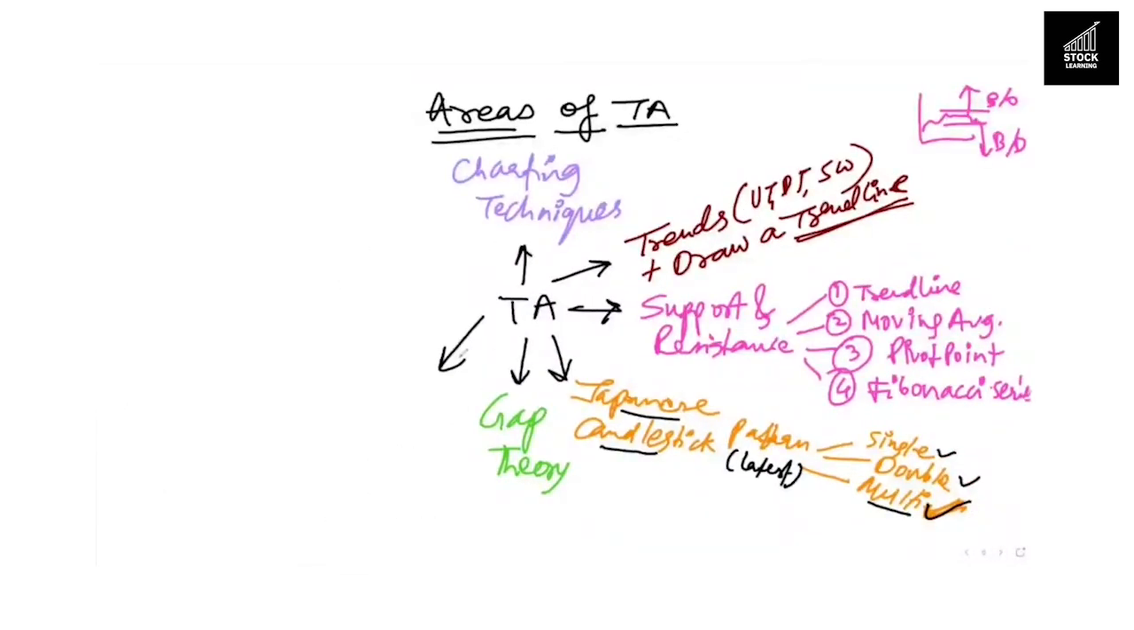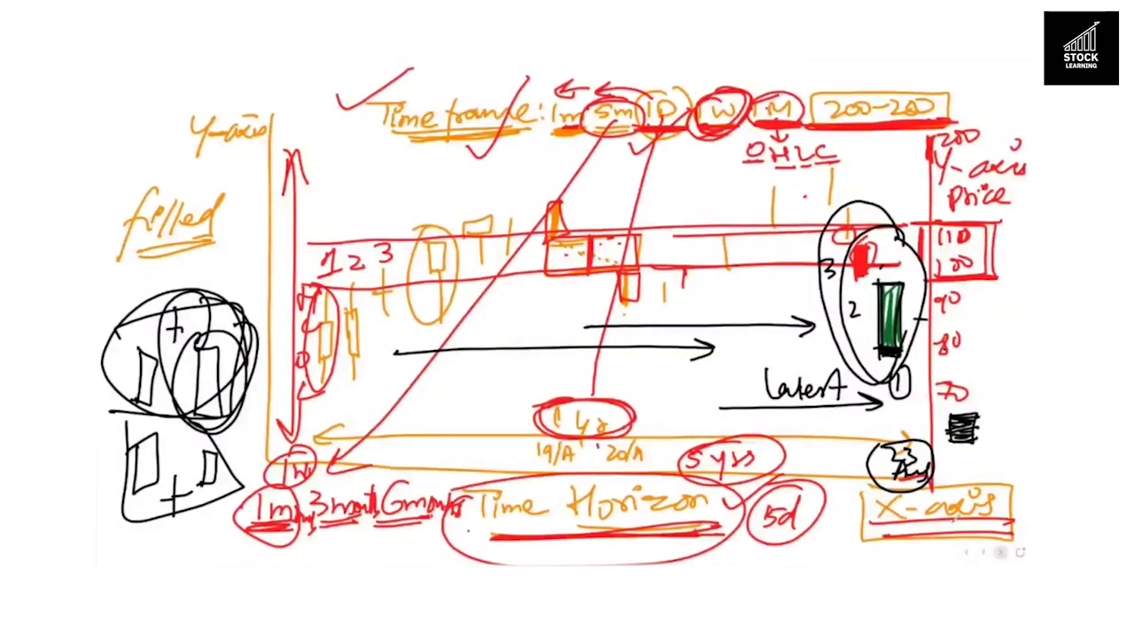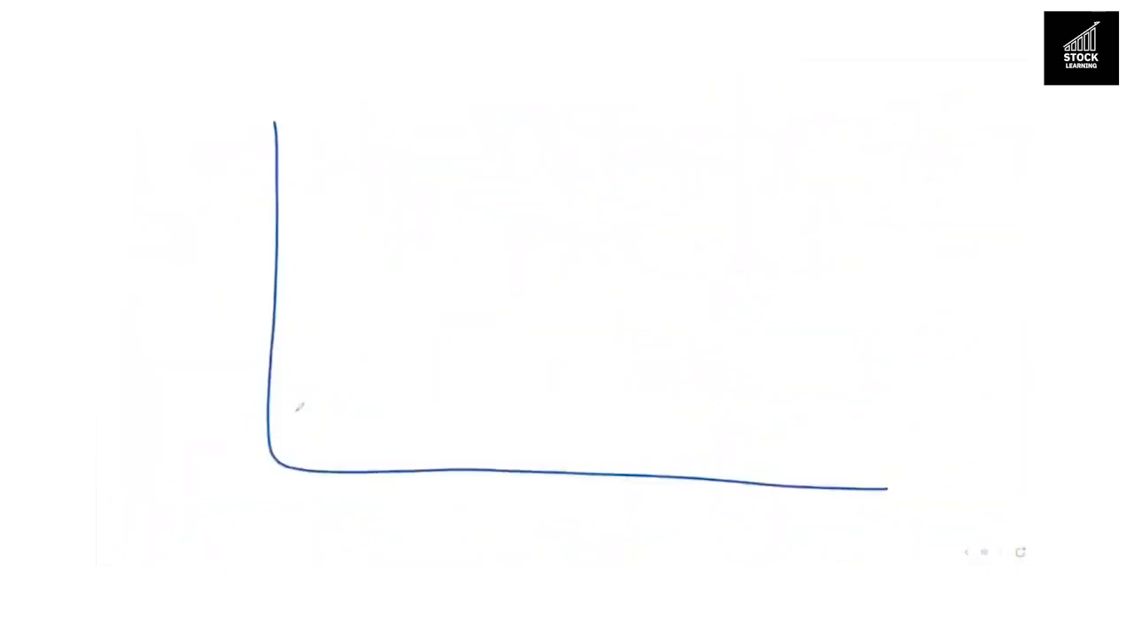So there are these Western patterns. Western patterns are not candlestick patterns. Western patterns are basically chart patterns. What does it mean? Whether you are following a candlestick chart, a line chart, a bar chart, a Heikin-Ashi chart, or any chart, let's say this is how the candles were moving.